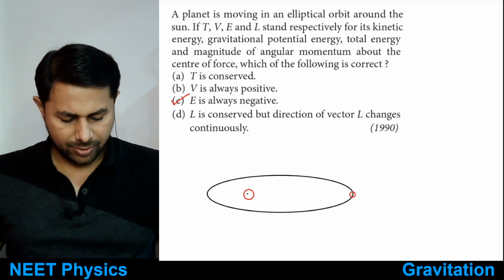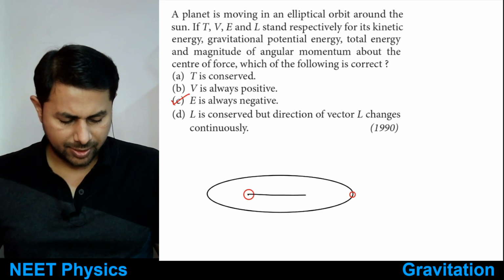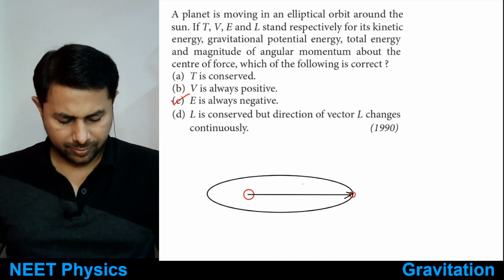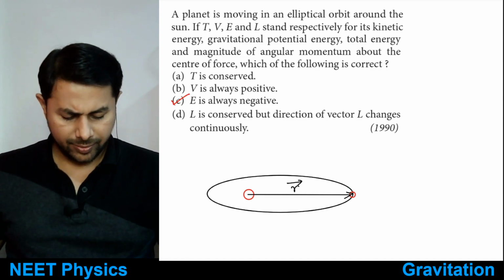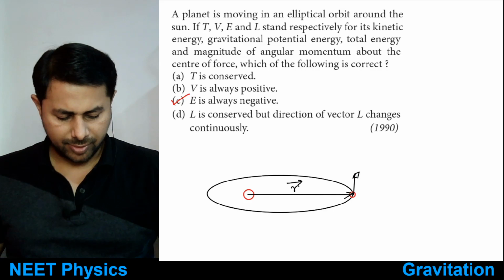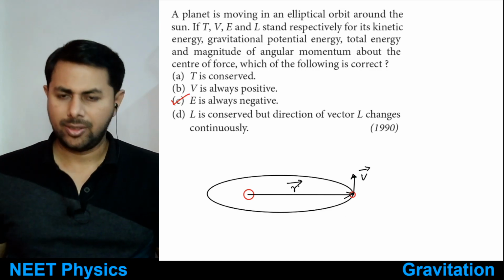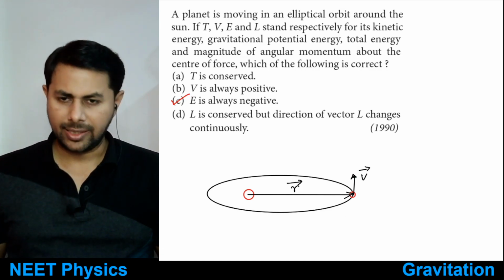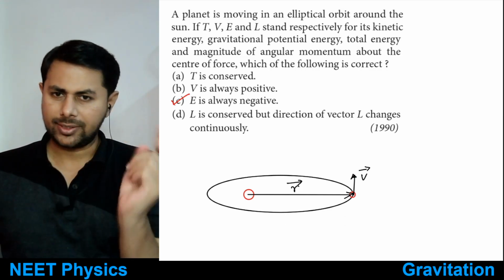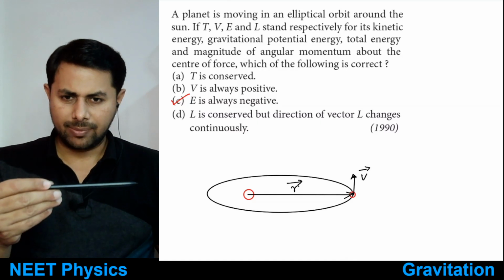So see, if you draw its position vector, this is r bar, the position vector of the planet from the sun. At this position, v bar would be directed like this, perpendicular to r bar. If you take the cross product of these two, there is this plane in which the planet is revolving, so velocity is in this plane and radius is also in the same plane. Suppose this is r bar and this is v bar.